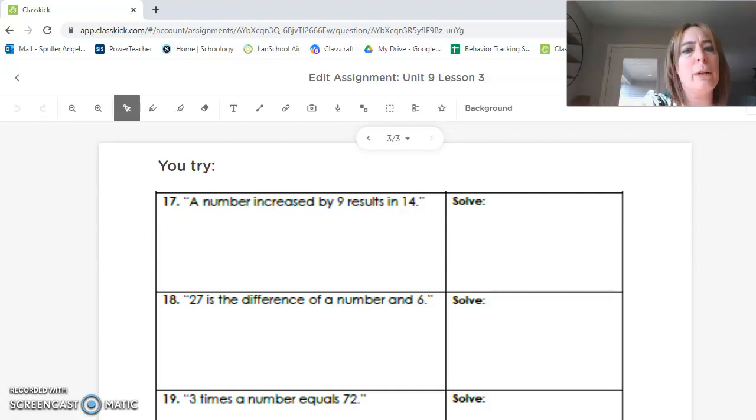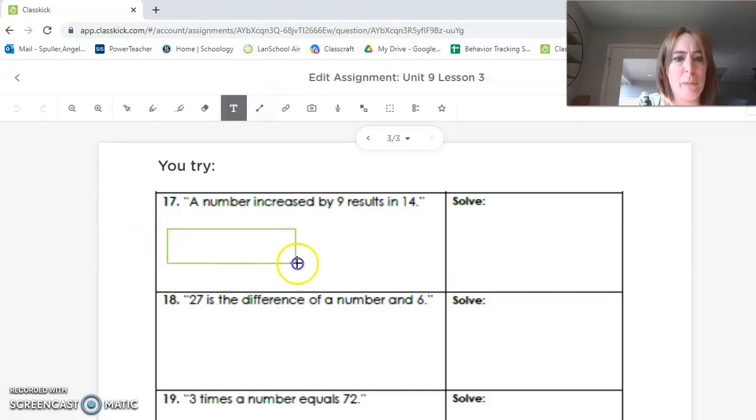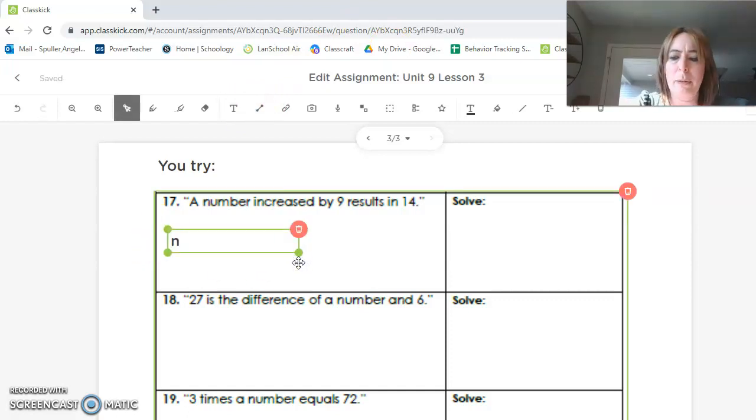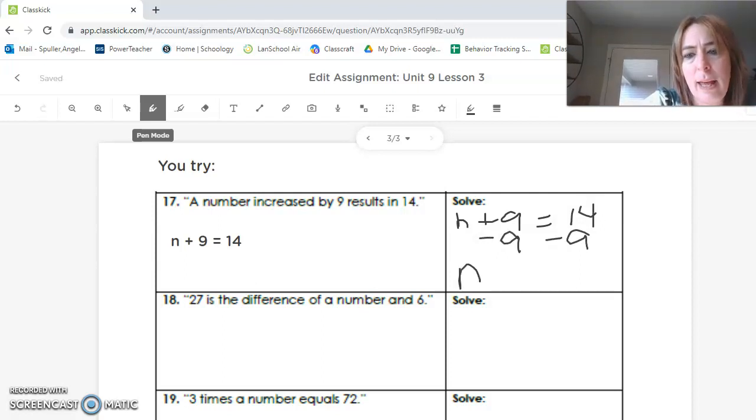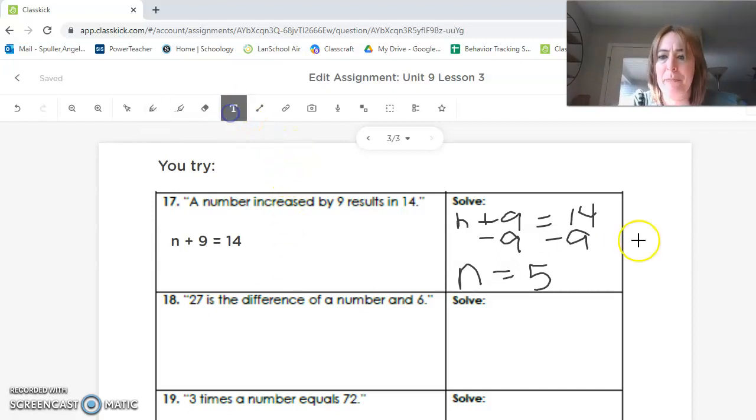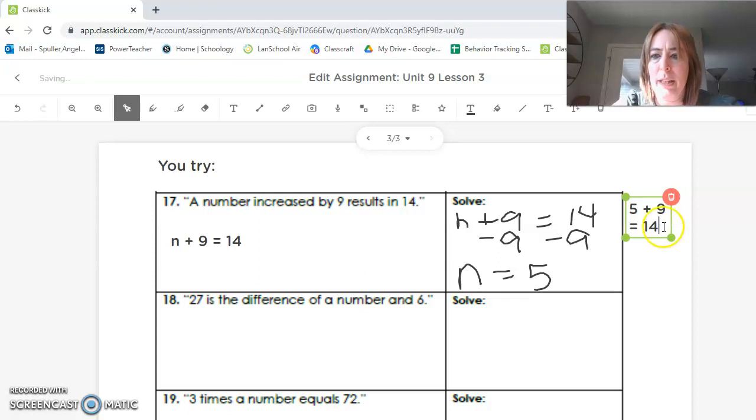All right, a number increased. So the first one says a number. I'm going to start with n. Increase means to add something. Adding 9 results. That means equals 14. Okay, so to solve it, I'm going to say n plus 9 equals 14. I'm going to subtract 9. n equals, well, that would be 5. So let's see if I can prove it. I can say 5 plus 9 equals 14. Is that true? Yes, it is.